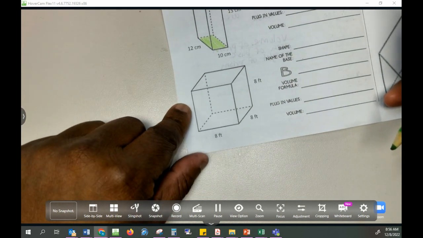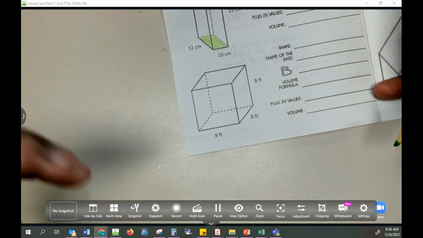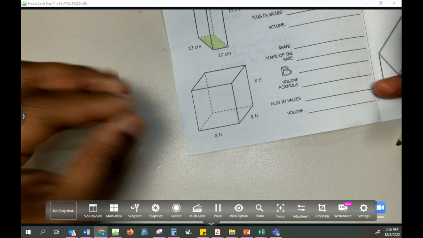And even though this is a cube, it falls in rectangular prisms. Why? Because squares fall under rectangles.